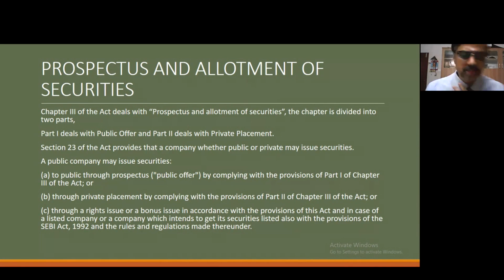Now we are going to discuss in detail the meaning of the term prospectus as we progress. And this Section 23 provides that a company which is a public company may also issue securities through private placement, which we discussed in the earlier slide, or through rights and bonus issue. I think in the Companies Act, we have covered in detail what a rights issue is and what a bonus issue is.